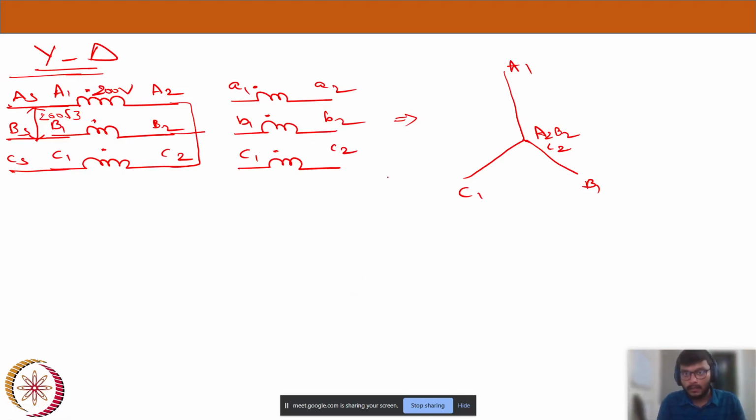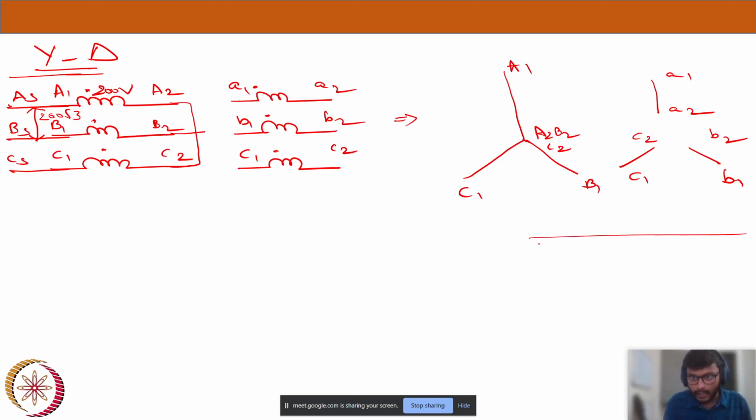So the length of each phasor will be 200 volts. I am just drawing the induced voltages in the secondary side, A1, A2. Now here the length will be 100 volts, just half the magnitude, and B1, B2, and C1, C2. I haven't connected these secondary phasors. That's why I draw them as isolated phasors, since this is isolation.